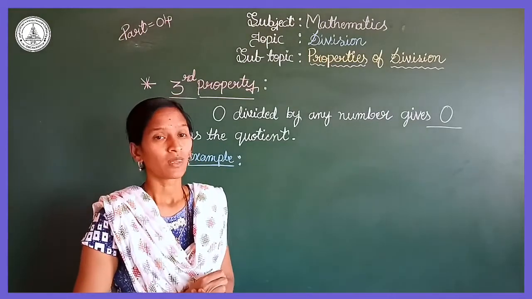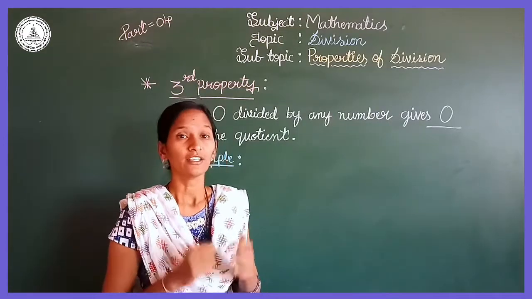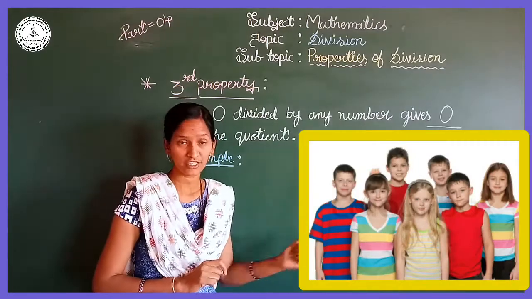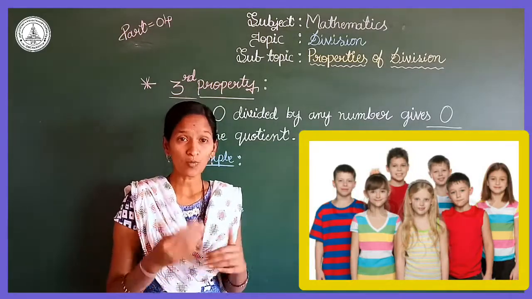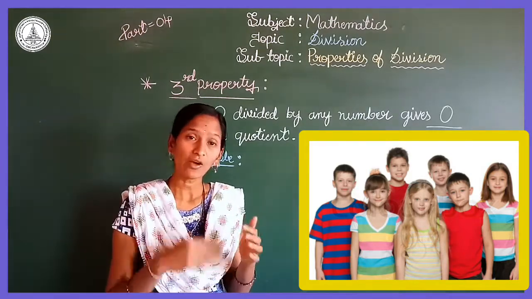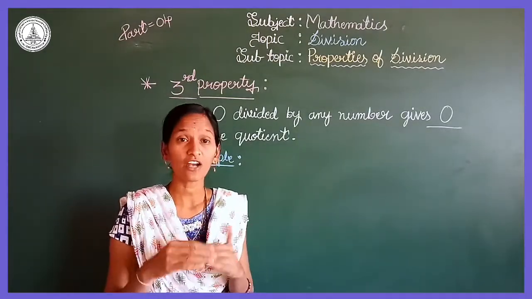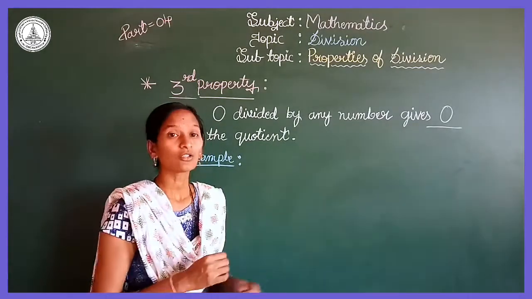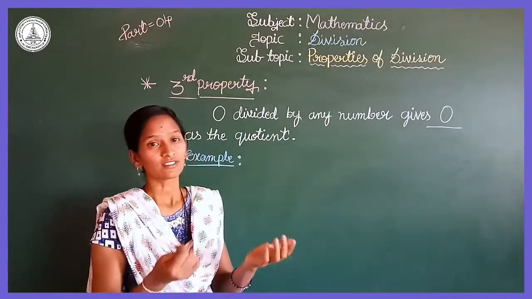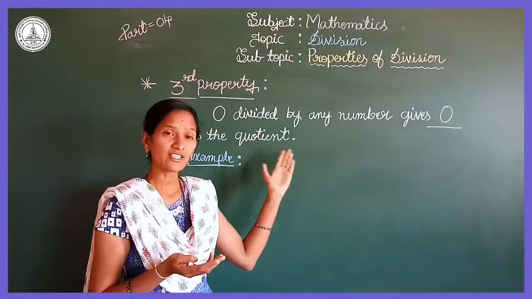So see here, in the last two properties I had 7 balls, but now I don't have any balls, right? But here there are 7 children. Now there are no balls with me, so what can I distribute to these children? If I have no balls, I cannot give anything to anyone. So did they get anything from me? No, right? No means nothing. Nothing means 0. 0 is the quotient in this property.